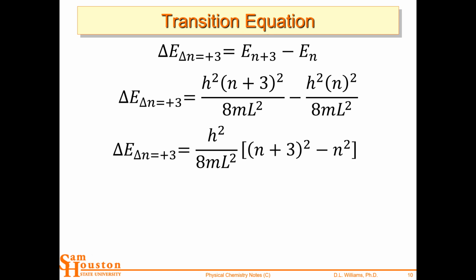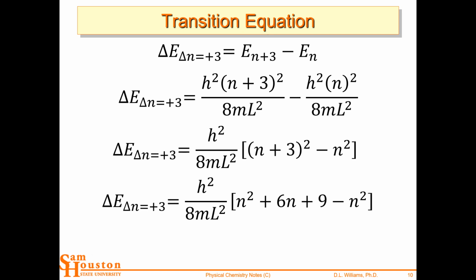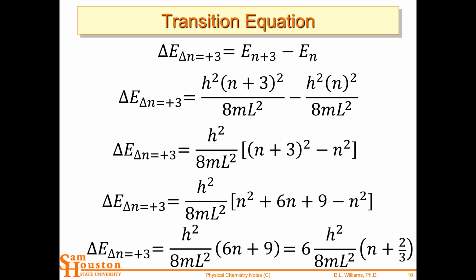So pull the polynomial out, pull the fractions, pull the constant out. Again, the n squareds cancel, and you have 6 plus 9. So I want to get that n by itself, so I pull that 6 out front. I don't leave it in the denominator and cancel the 8 or anything and make it like 3/4. I go ahead and leave that constant alone. That h squared over 8ml squared would be my constant p, and now I have a spacing of 6p between my levels for these, what we call overtones.